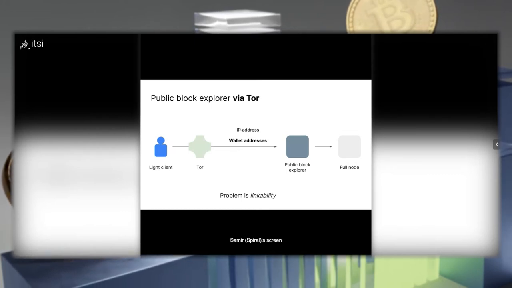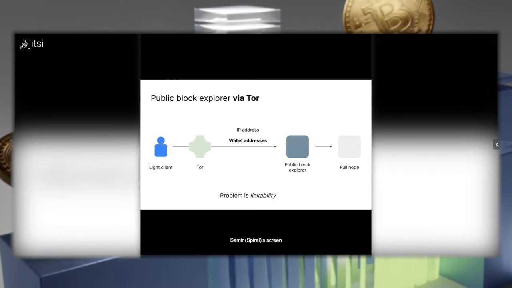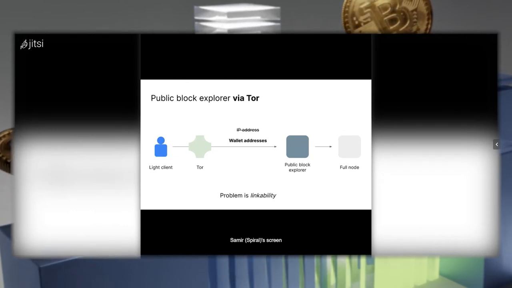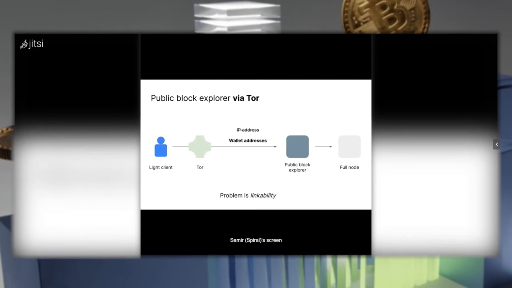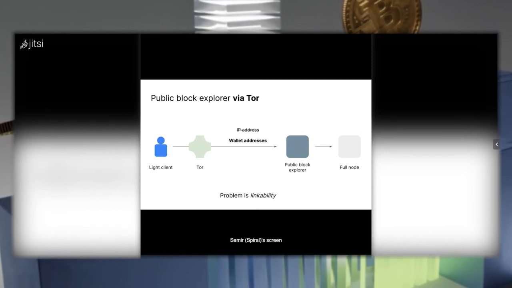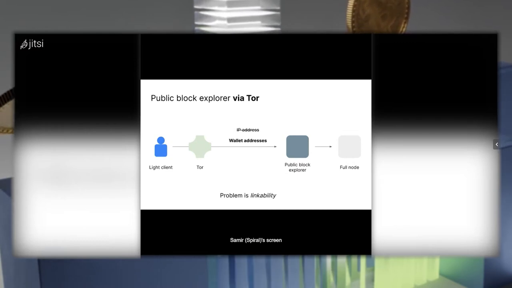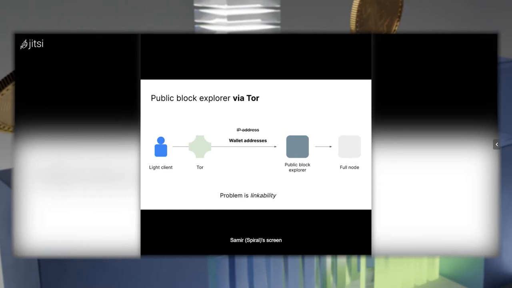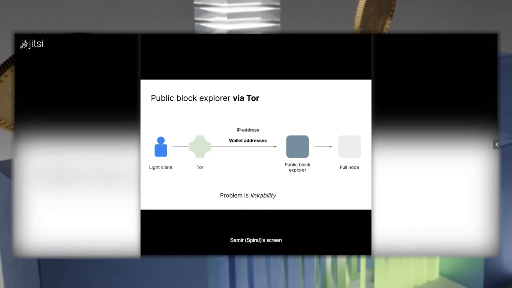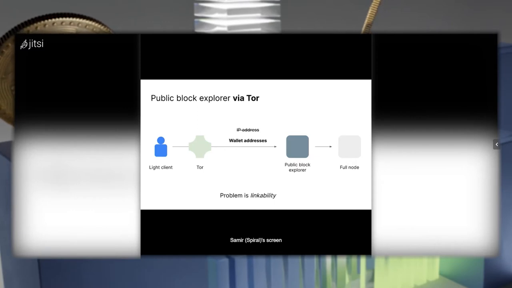A really good frontline solution is to use Tor. A very simple thing to do is to remove this network level identifier, the IP address, from the information that the public block explorer gets. There is still some leakage, and in particular, the leakage is going to come from the fact that you typically query many more than one address.